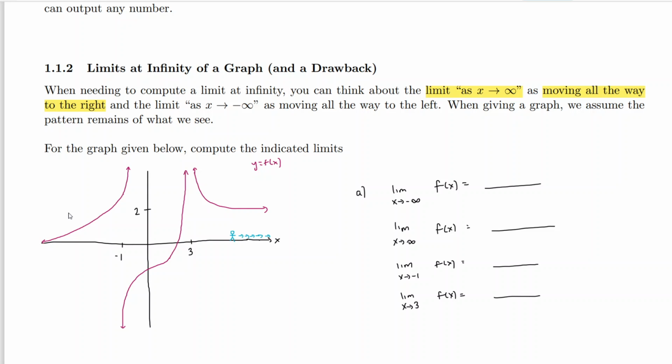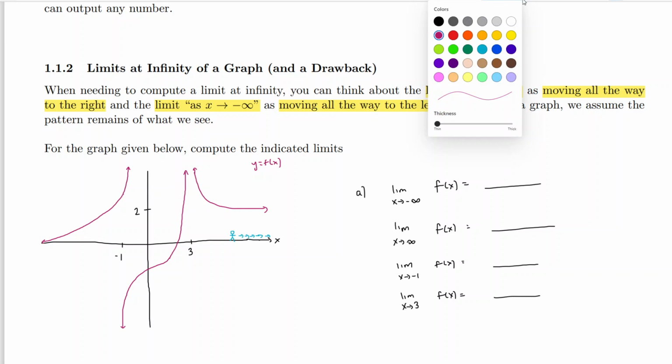And with the same idea, when you do the limit as x goes to negative infinity, that's walking all the way to the left forever. The same idea. You never can get there. So you're not going to be able to plug in negative infinity. But we'll see how to work around that as we go through the section.